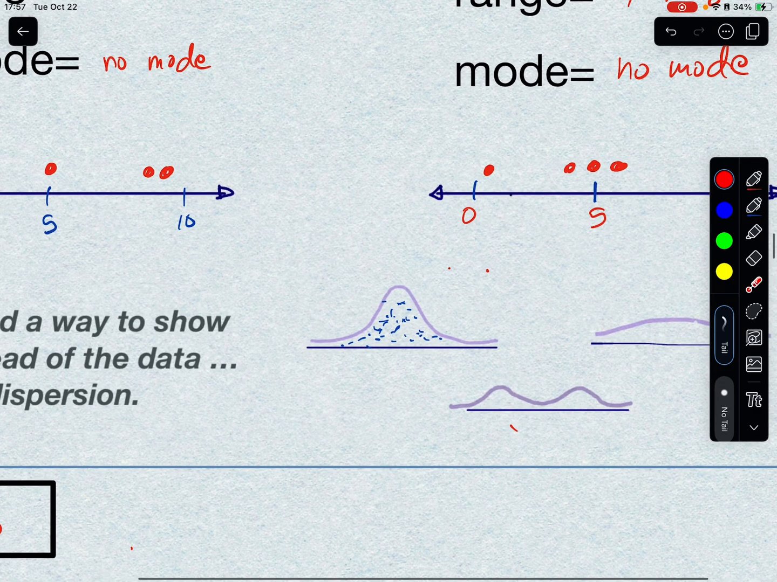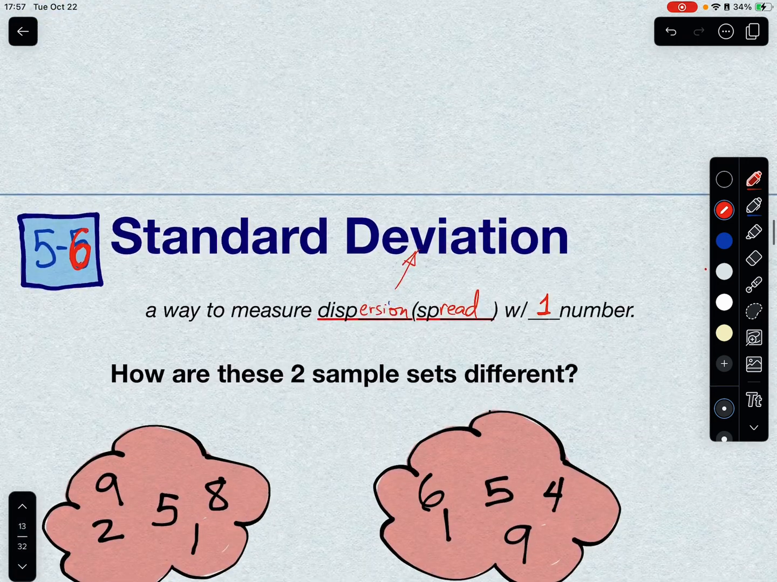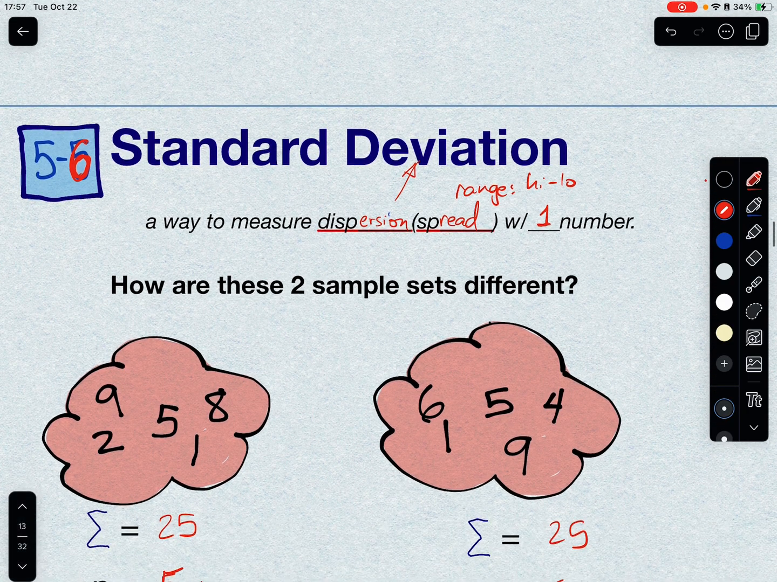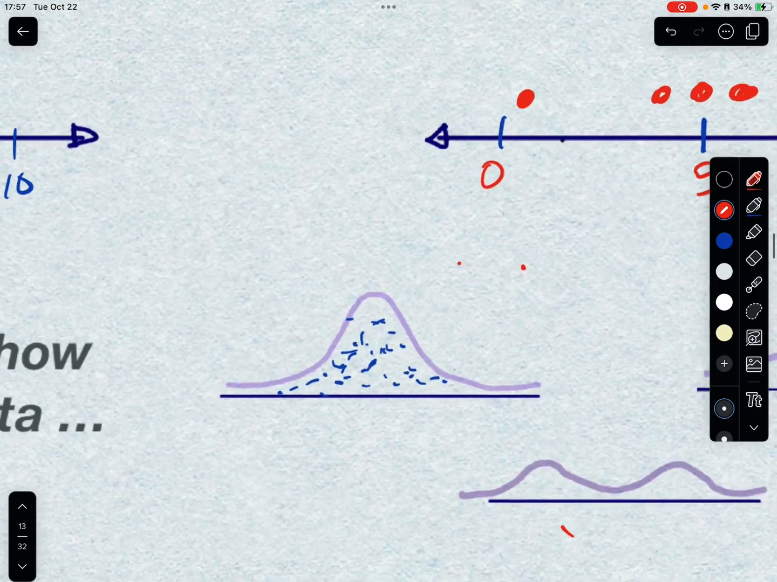What does this mean? Just like the range. The range measures dispersion or spread, do you remember that? Range, high minus low, how far apart are items? If there's a large range, that means they're spread out a lot. So if my standard deviation is high, that means they're spread out a lot. But if they're close together, then the range is small.